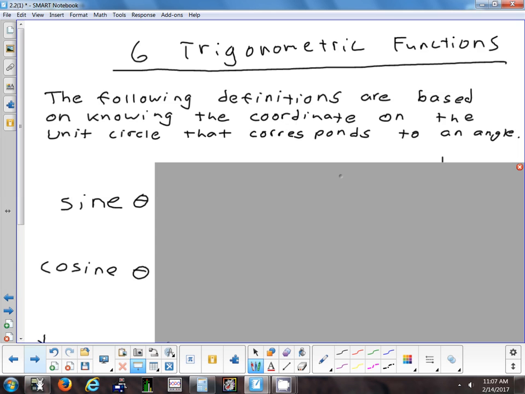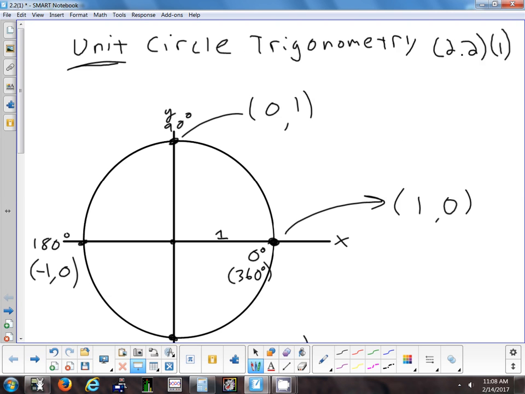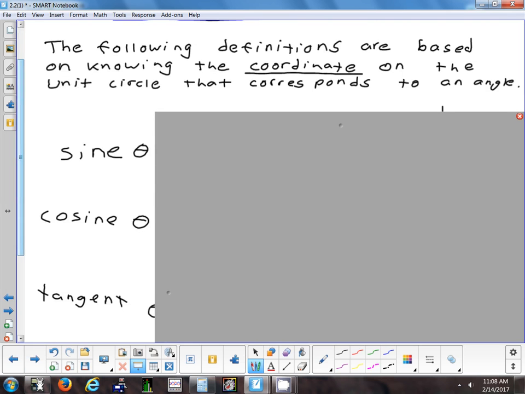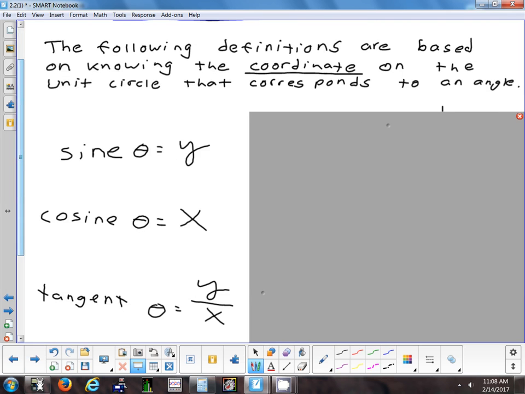So all the definitions I'm going to give you are based on you being able to figure out the coordinate. None of these definitions are going to work if you can't figure out the coordinate for the angle they're asking you about. Okay, so step 1, anytime you do a unit circle trig problem, you have to find the coordinate. Then step 2, once you have the coordinate, you're going to fill into one of the 6 trig functions I'm going to put on the board.